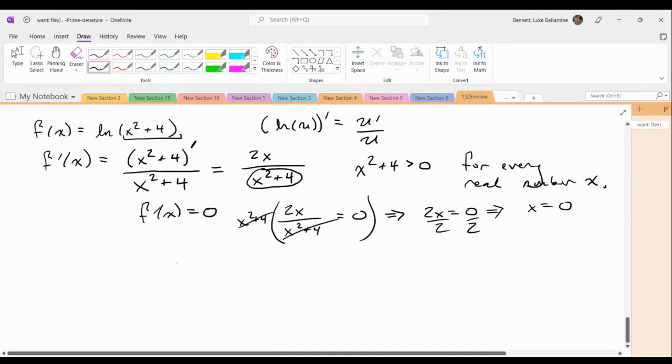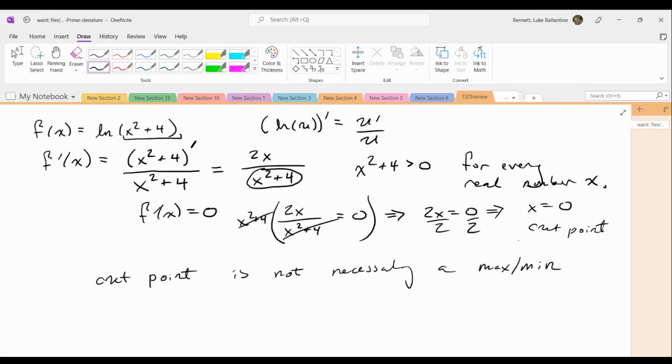Then so this is the critical point. This is our cut point. So one thing, a cut point is not necessarily a maximum or a minimum. Not necessarily a max or a min. You can have a place where the derivative is 0, but that place doesn't have a maximum or minimum. It doesn't attain a maximum or minimum value.